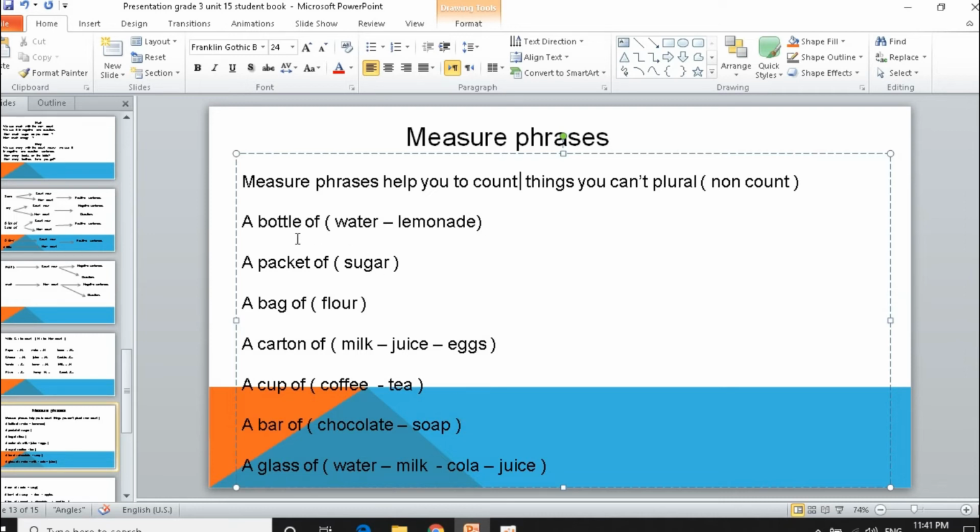Again, a bottle of water, a bottle of lemonade, a packet of sugar, a bag of flour, a carton of milk, juice, and eggs, a cup of coffee, a cup of tea, a bar of chocolate, a bar of soap, a glass of water, a glass of milk, cola, and juice.